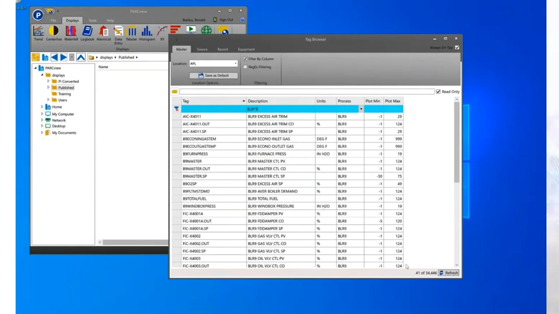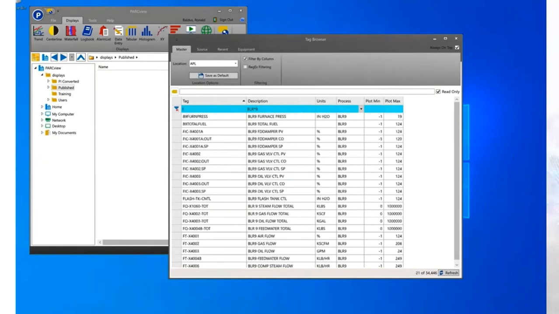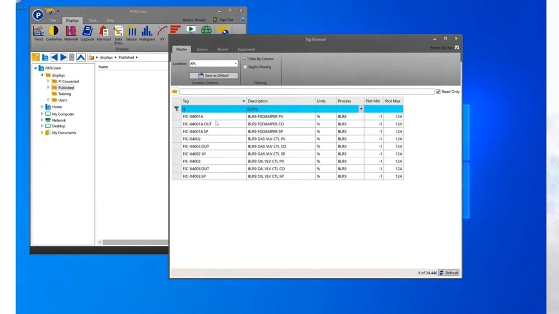But then we say star 9. I know it's boiler 9. I don't know if it's 0, 9 or 9. So I do star 9, and now we're down to 41 tags. So then we type FI.